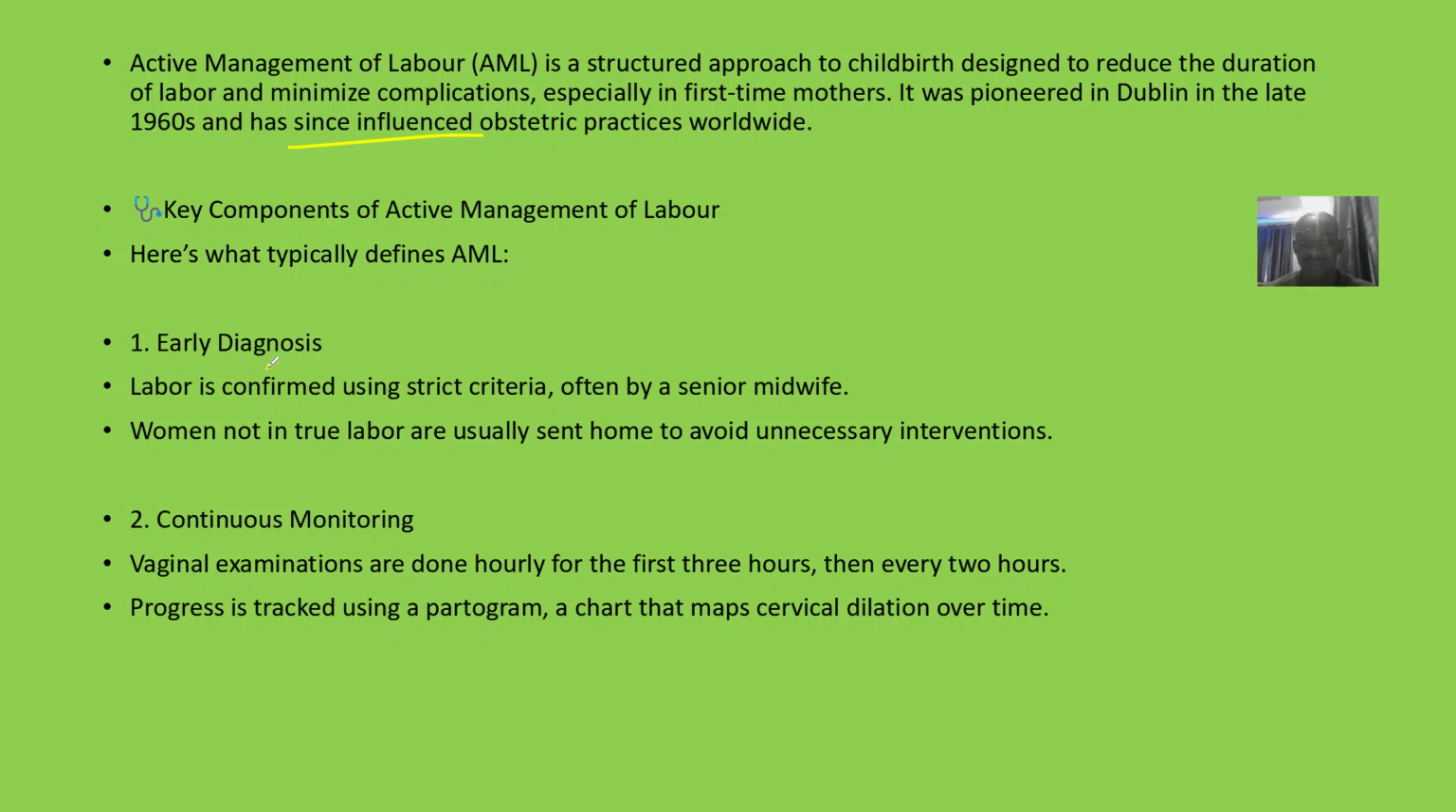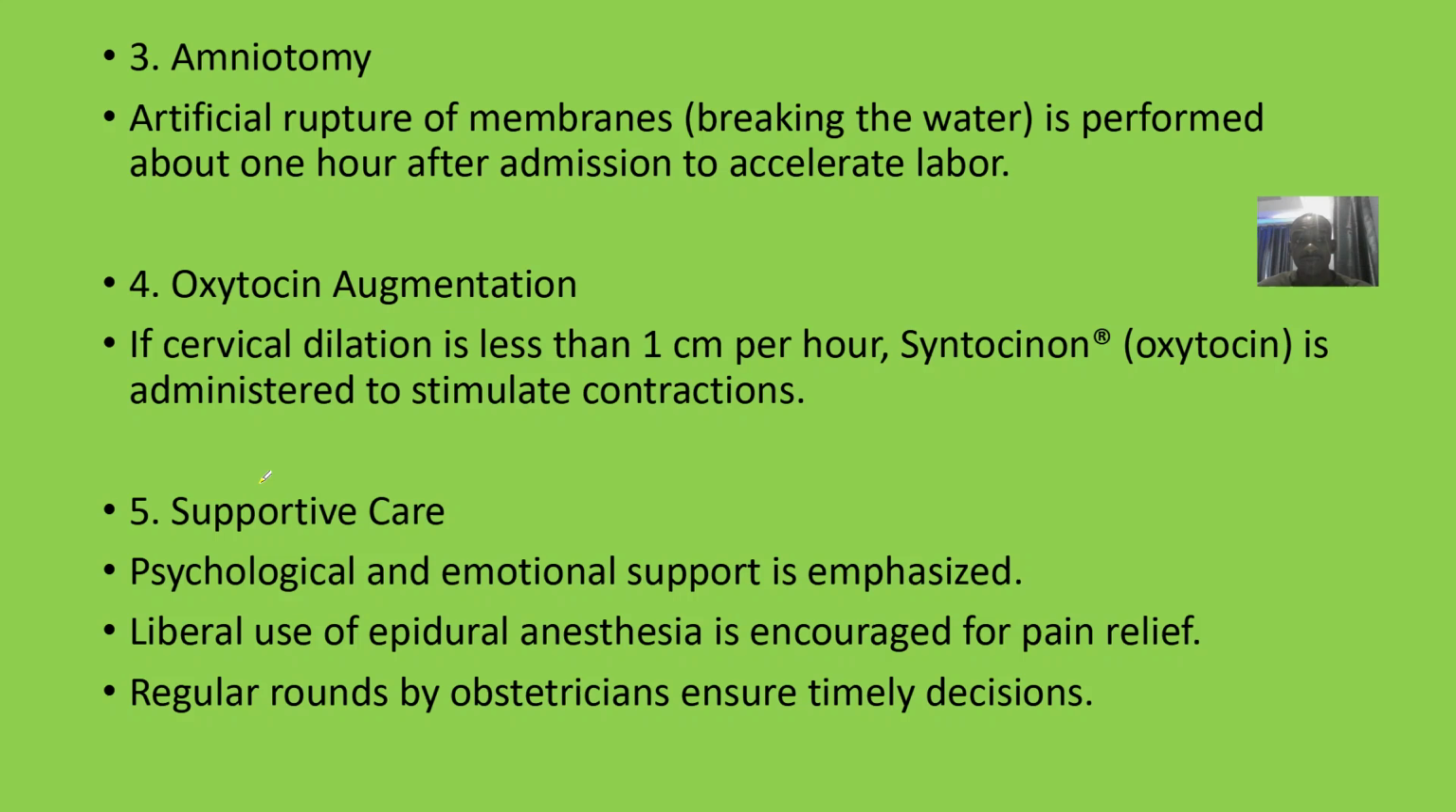Early diagnosis. Labor is usually confirmed early, okay, often by a midwife or a doctor. Then continual monitoring of vaginal dilation, okay, 3 hourly or 2 hourly, just continuous management. Then amniotomy: if the membranes do not rupture, they can artificially rupture the membranes, right? Then oxytocin augmentation: they can give oxytocin to aid the contractions and make them much faster.